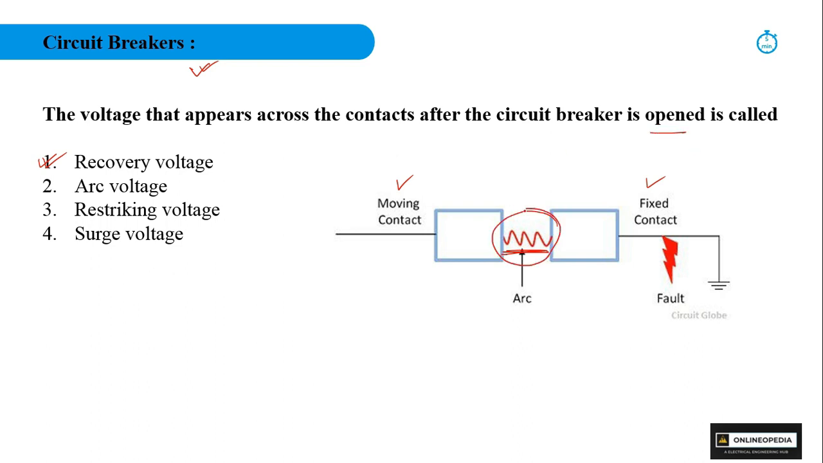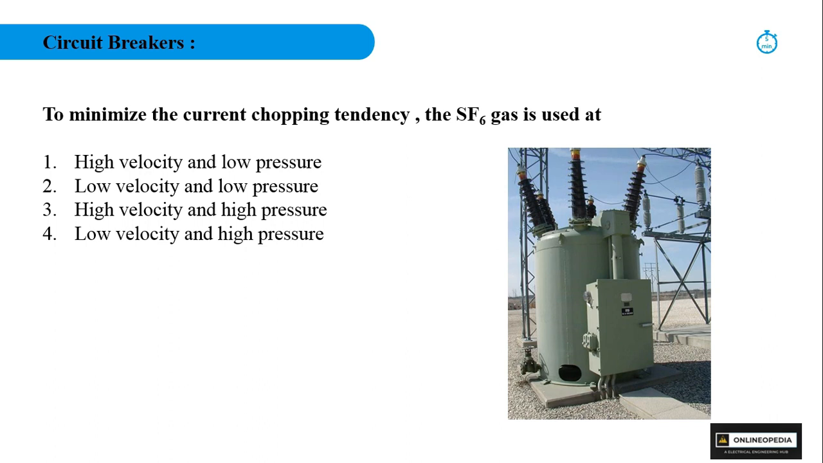During opening, an arc is produced. That is your arc voltage. But after opening, it will produce recovery voltage. Okay. Next question is, to minimize the current chopping tendency, the SF6 gas is used at.